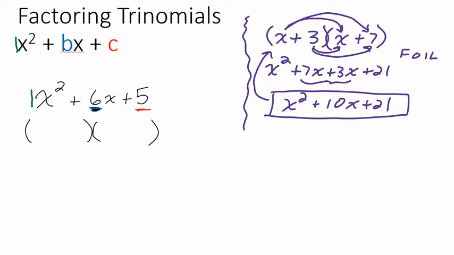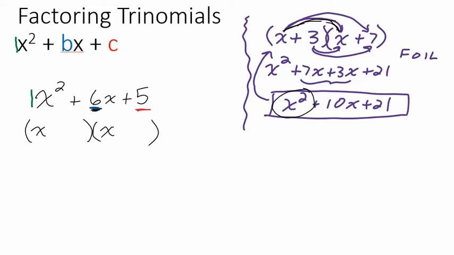All right, where would that x squared have come from? Where did this x squared come from? Well, it came from the fact that we did x times x. That's where it came from. So we know that the first thing in each set of parentheses has to be an x and an x. So if we FOIL this together, we will get x squared, and that's how we can check. We can FOIL this together.